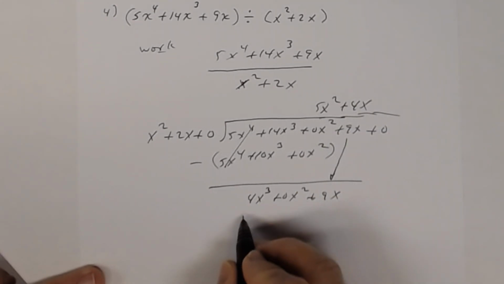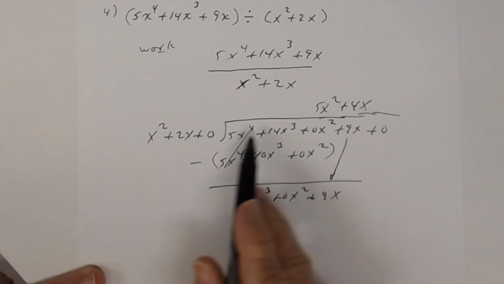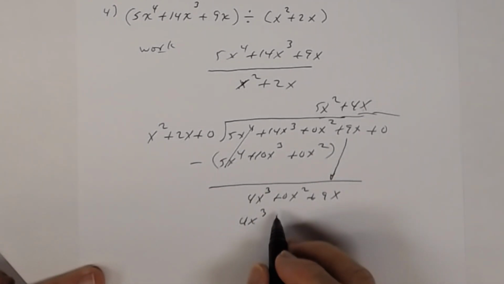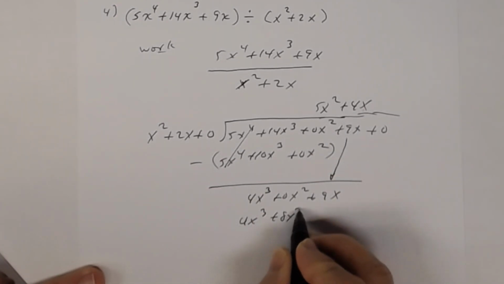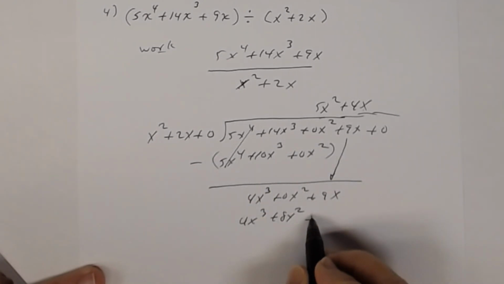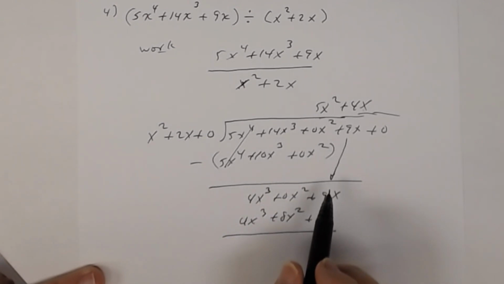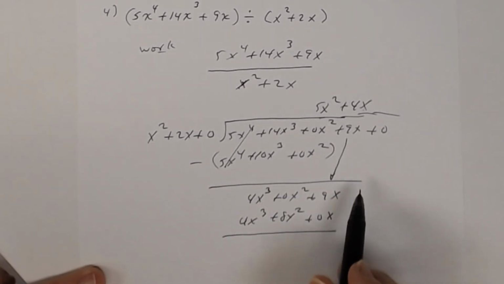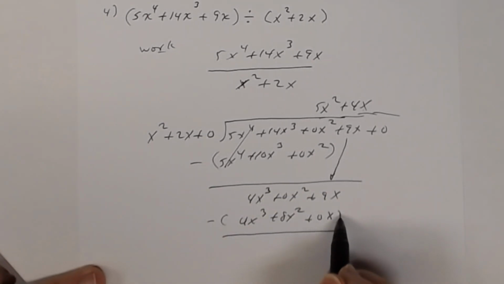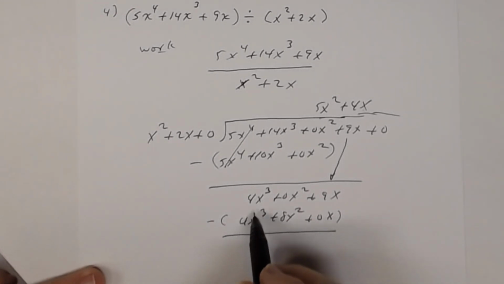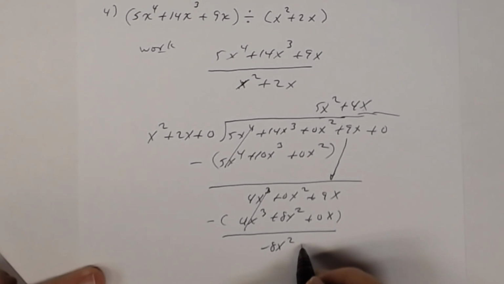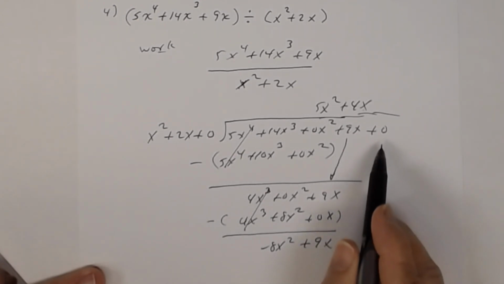4x times x squared is 4x cubed. 4x times 2x is 8x squared. 4x times 0 is 0x. 4 times 0 is 0. Okay, so then we're going to subtract. 4x cubed minus itself is 0. 0x squared subtract 8x squared is a negative 8x squared. 9x subtract 0x is 9x. Bring on the next term.